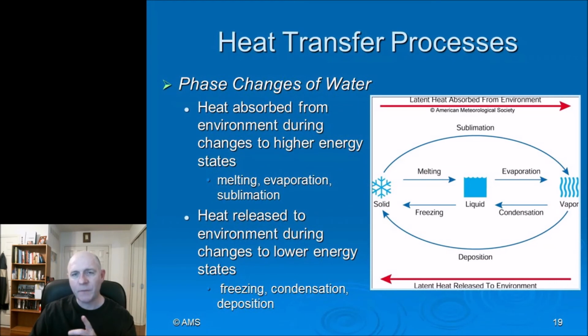This diagram illustrates it a little bit better. If we start on the left side, that's cold, that's solid. You add heat to the system and you go from left to right. You melt to liquid and then you add more energy and you get evaporation to a vapor. There are some instances where you can skip the liquid phase altogether, go from solid to vapor.